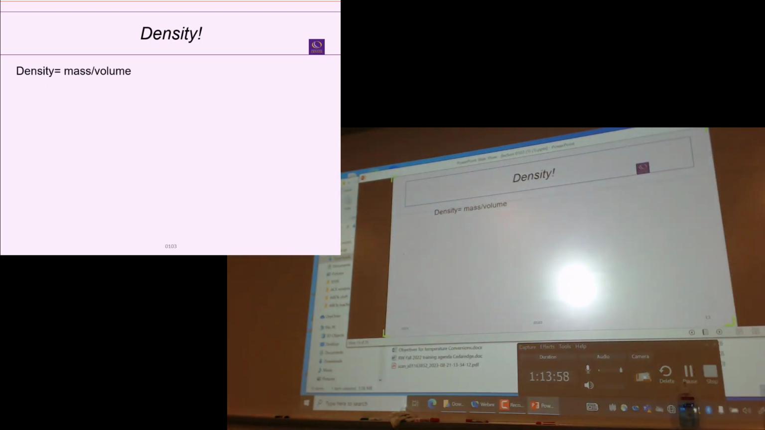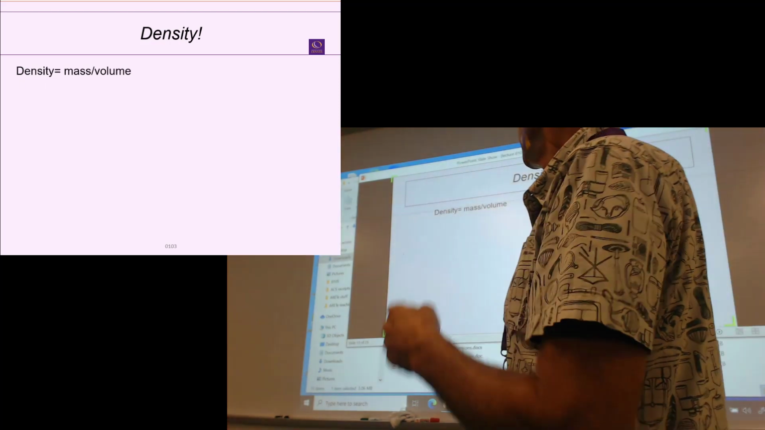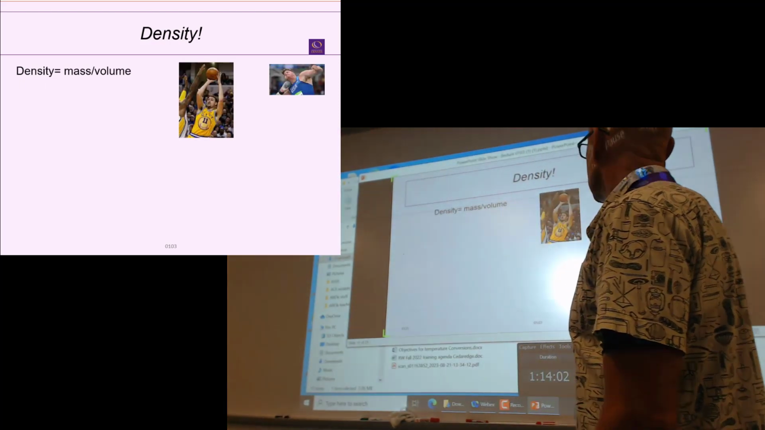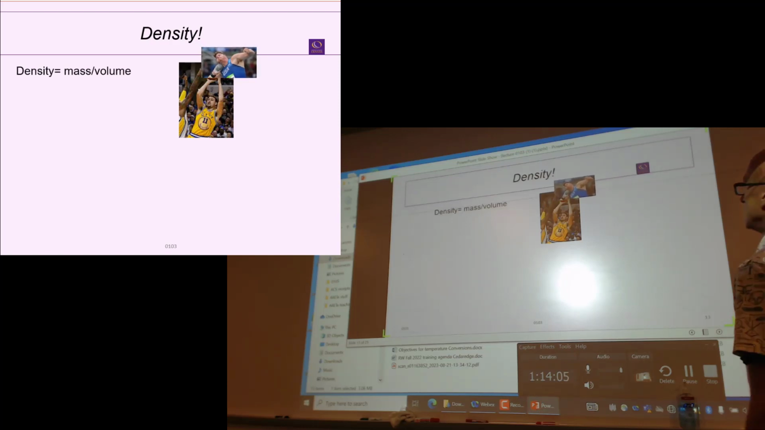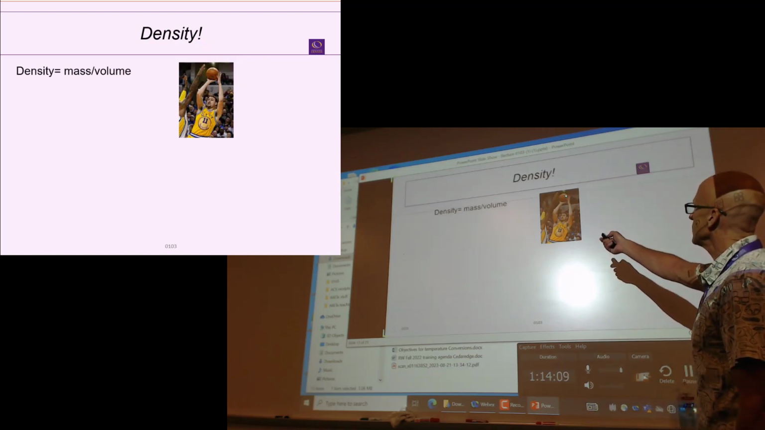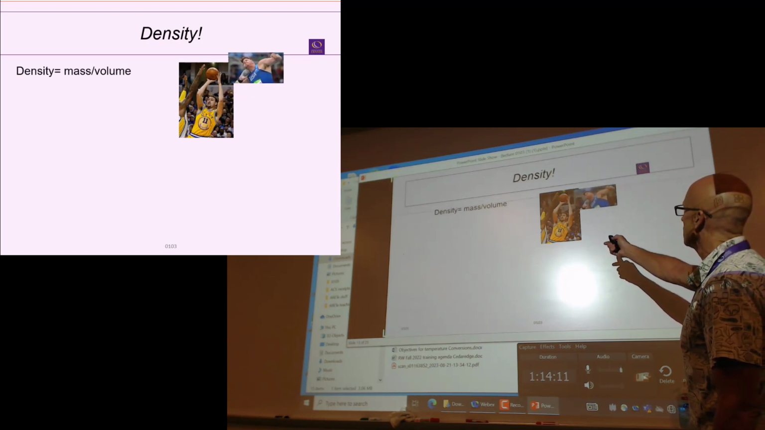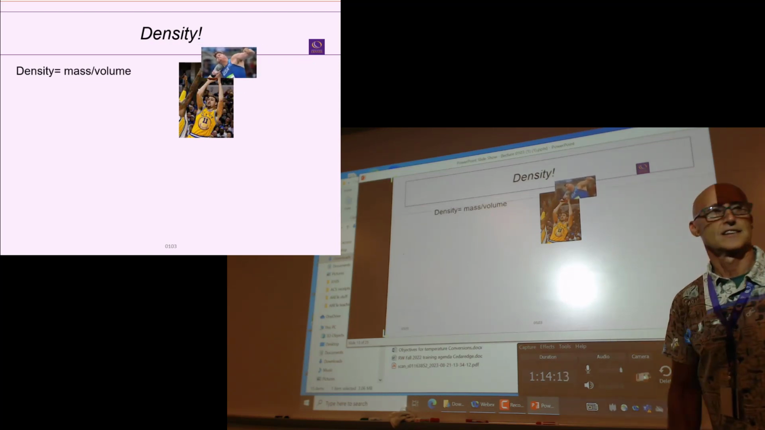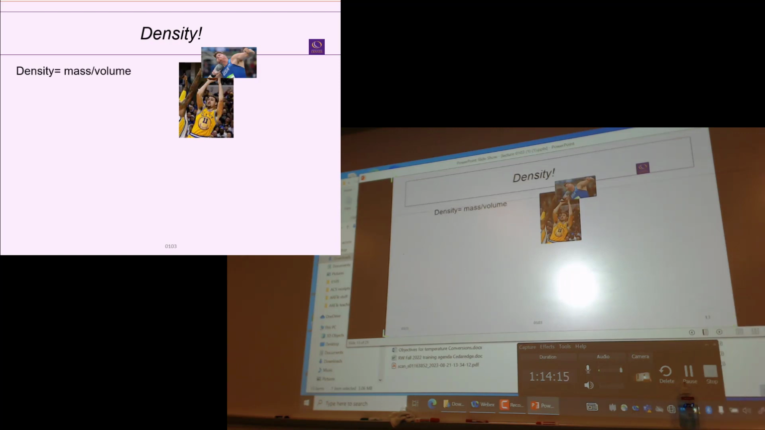Okay, and that actually has some relevance for you. So I got a couple. Here we go. Of these, which is more dense? This or this? Shot put, right? There's a lot more mass per unit volume. Right? So density has something to do with something.